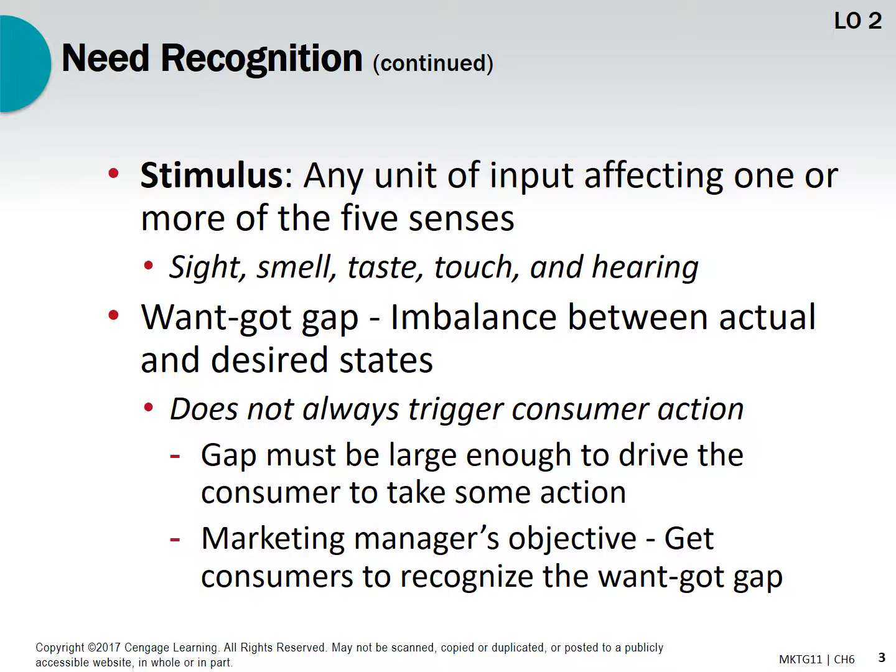The imbalance between actual and desired state is sometimes referred to as the want-got gap. There is a difference between what a customer has and what he or she would like to have. The gap must be large enough to drive the consumer to do something. A marketing manager's objective is to get the consumer to recognize this want-got gap.